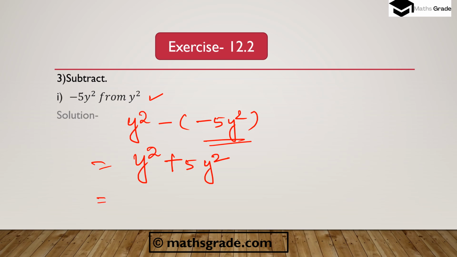Here y square is common, so y square is 1 multiplied with y square, so it is 1 plus 5, and 1 plus 5 is 6y square. So subtracting minus 5y square from y square is 6y square. So 6y square is the answer.